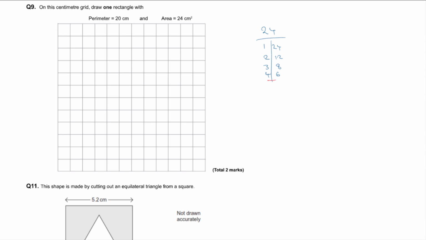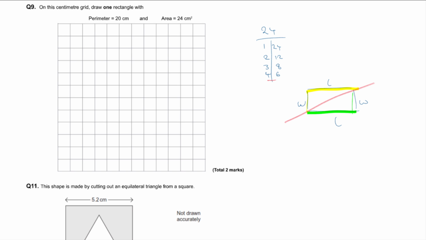Okay, so that means that one of these pairs is the pair that I need. Now, if you think about a rectangle, it's got length and width and length and width. So two sides of it, the length and the width, should add up to half the perimeter, shouldn't it? Because the other half is the other two sides, that length and that width. So if I know what the perimeter is and I halve it, that should tell me what the length and the width add up to.